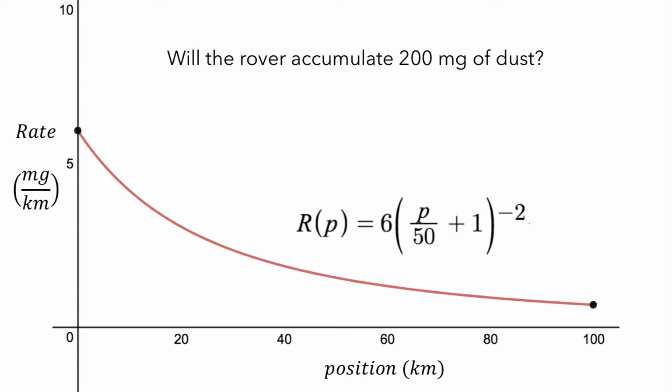A rover is traveling across the surface of Mars, which causes dust to accumulate on its solar panels. The function R of P shows the rate at which dust accumulates, in milligrams per kilometer, along the rover's 100-kilometer path. How can you use this to determine whether the rover will accumulate more than 200 milligrams of dust?